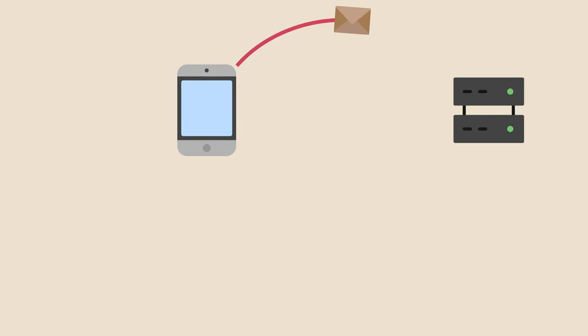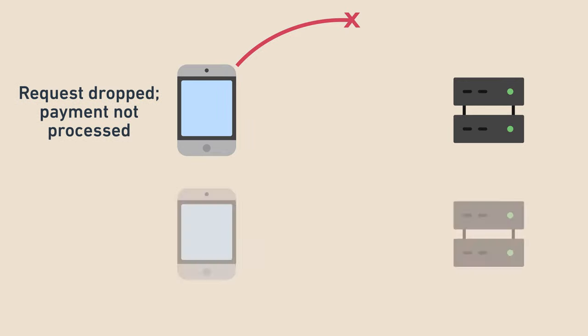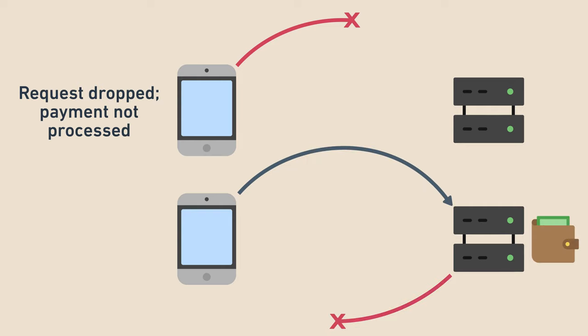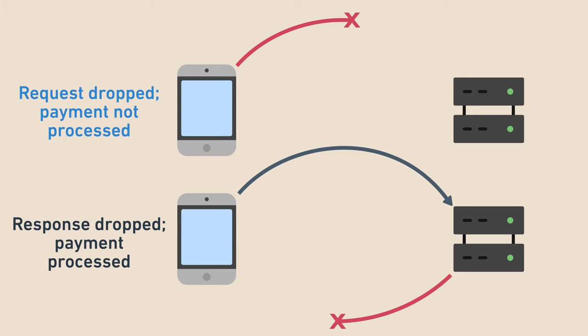Well, there are two possible scenarios. One is that the request was dropped on its way to the server, and the server never heard it. In this case, the payment hasn't gone through. And the other scenario is that the request made it to the server, and the server processed the order, but the response was dropped on the way back to my phone. In this scenario, the payment has gone through. Of these scenarios, the request drops on its way to the server, and the response drops on its way back to me. Which one is true? The bad news is, there's no way to know, because they both look the same to my phone.